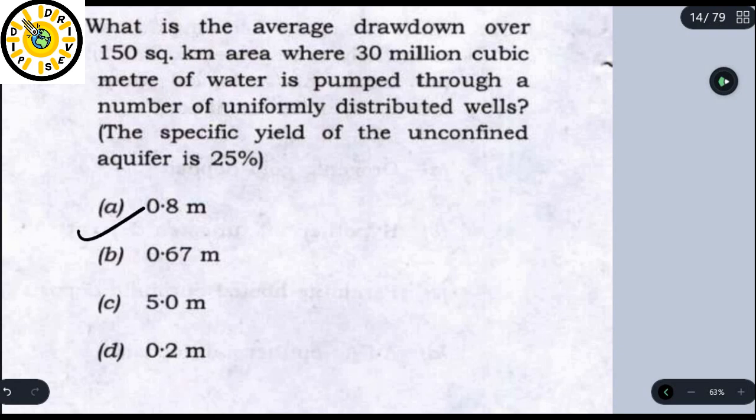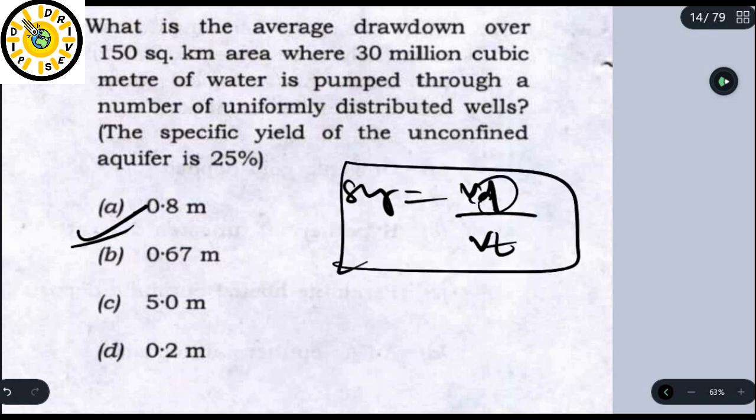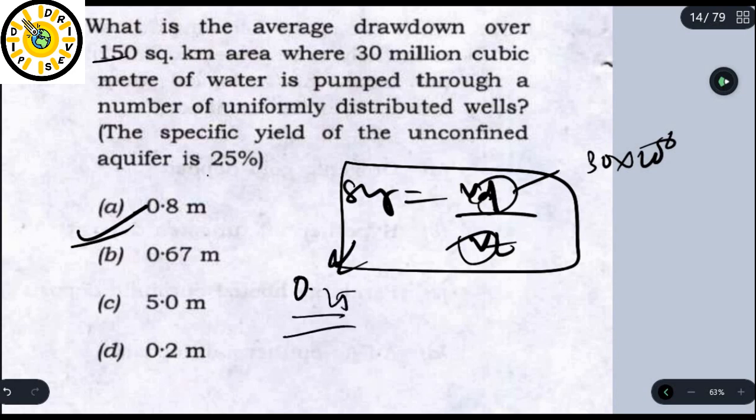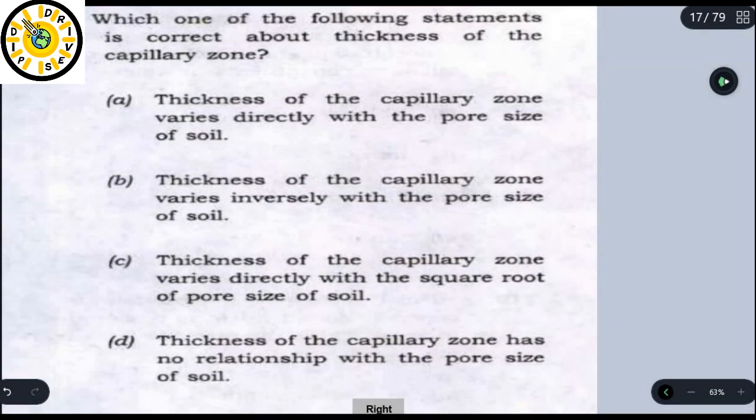This is solved, right. 0.8: specific yield is simply volume drained upon volume total. So the volume drained is 30 into 10 to the power 6 cubic meters. You find the total volume from here, and finally the specific yield is given as 25%, 0.25. You can get the answer 0.8.